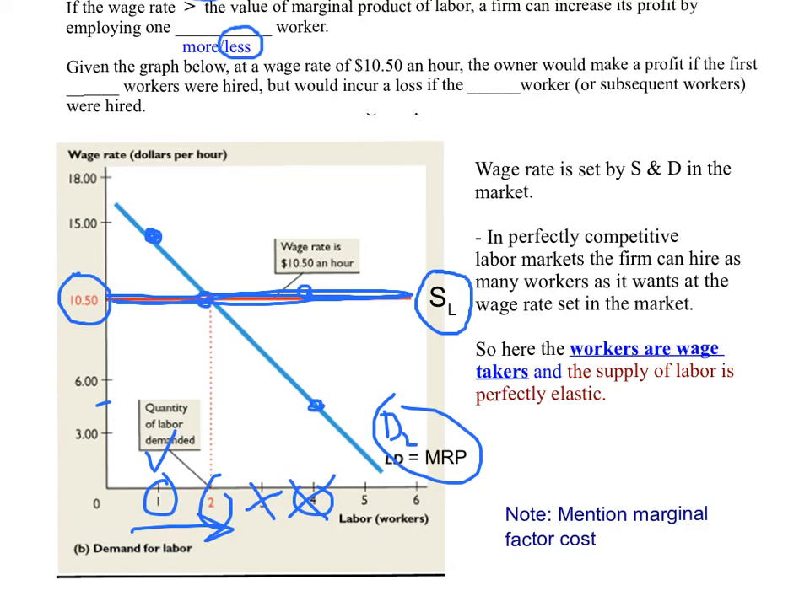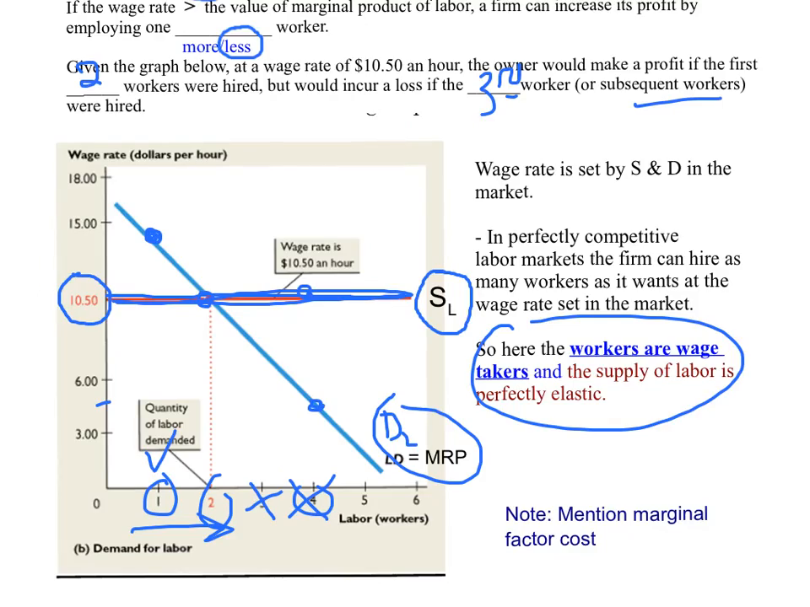So back to the top of this page. If the wage rate is $10.50 an hour, the owner would want to keep hiring additional workers up until the second worker was hired, but he would incur a loss if the third worker or any worker after the third worker was hired in this case. And just to read this to review.